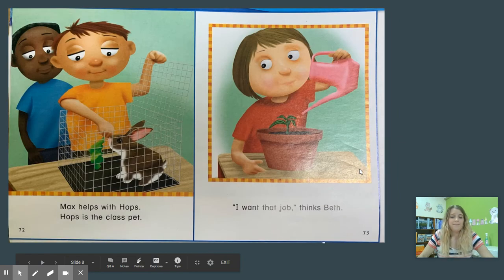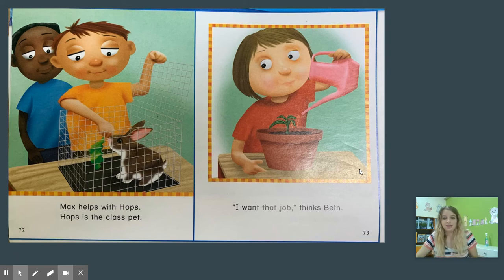All right, Max helps with Hops. Hops is the class pet. I want that job, thinks Beth.